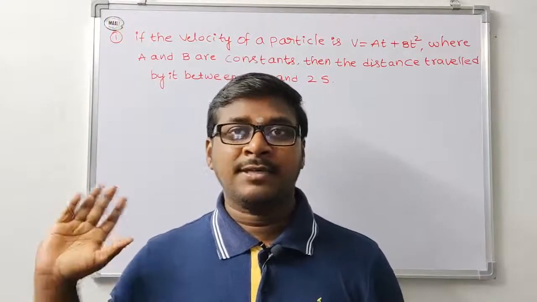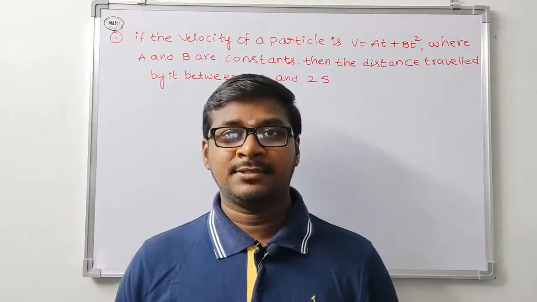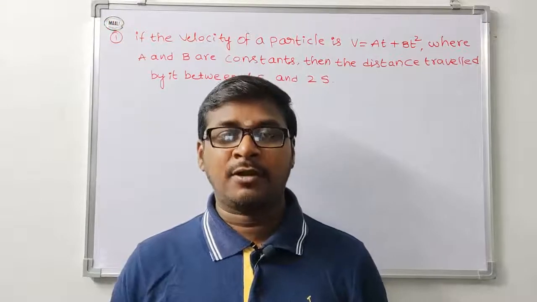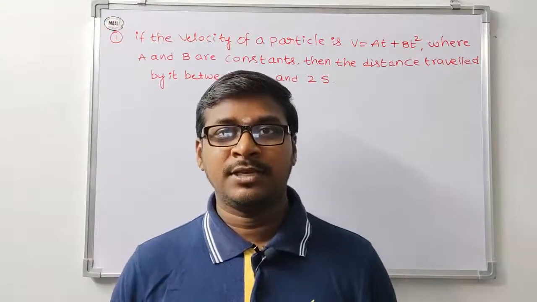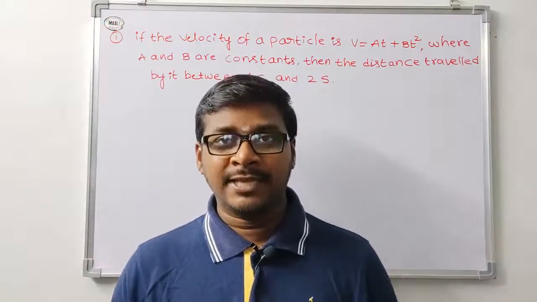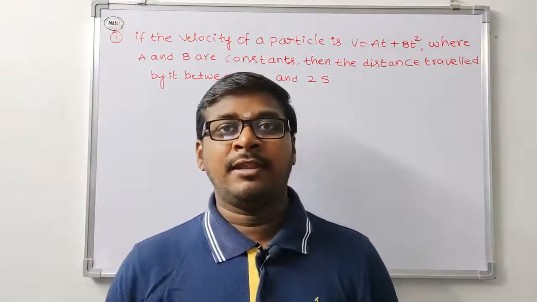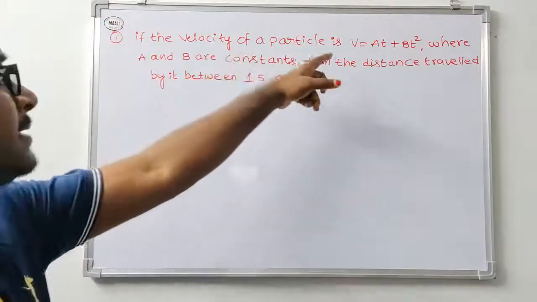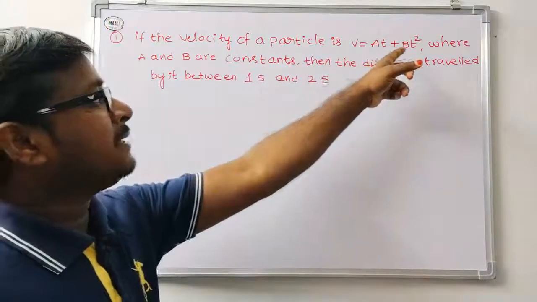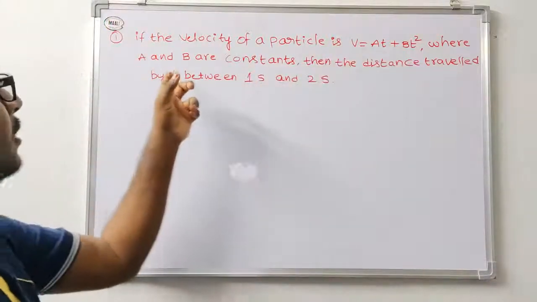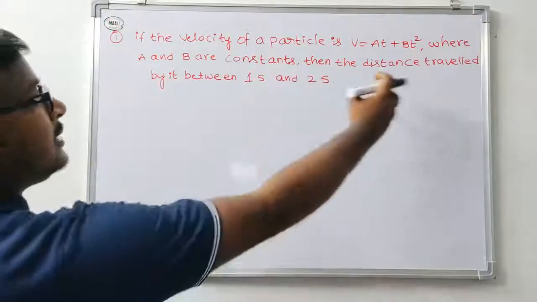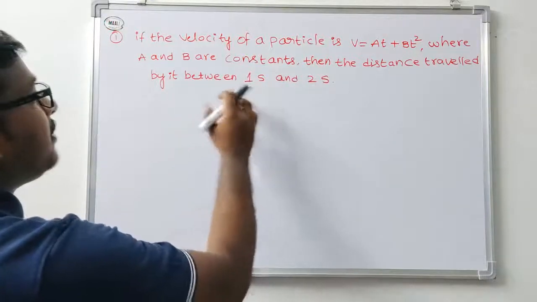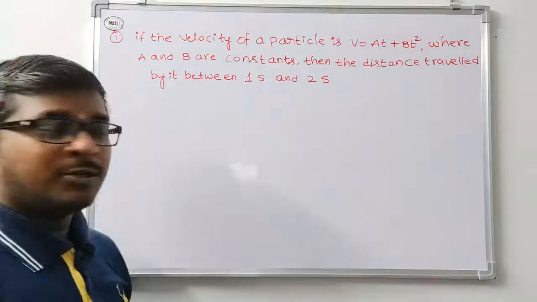Our topic today is some problems discussed. These problems depend upon non-uniform motion. It's very important at JEE Mains and NEET level. In this first problem, if the velocity of a particle is v = at + bt², where a and b are constants, then find the distance traveled between 1 second and 2 seconds.